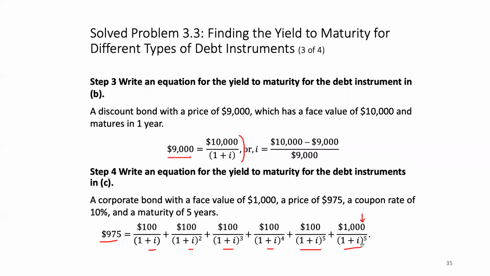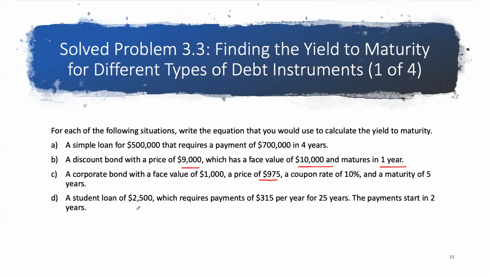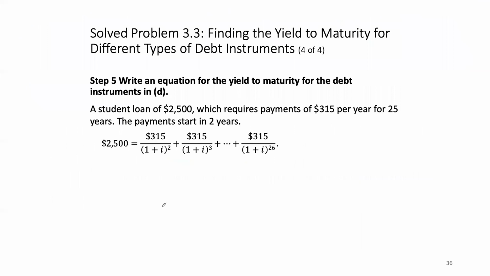All right. And finally, for the last one, a student loan of $2,500, which requires payments of $315 per year for 25 years. Okay. And the payment starts in 2 years. So it's like a deferred payment, where you don't make any payments while you're still in school. But once you graduate, you start making those payments, and it's an equal payment. It's a fixed payment loan of $315 per year for the next 25 years. And the loan amount today is worth $2,500.